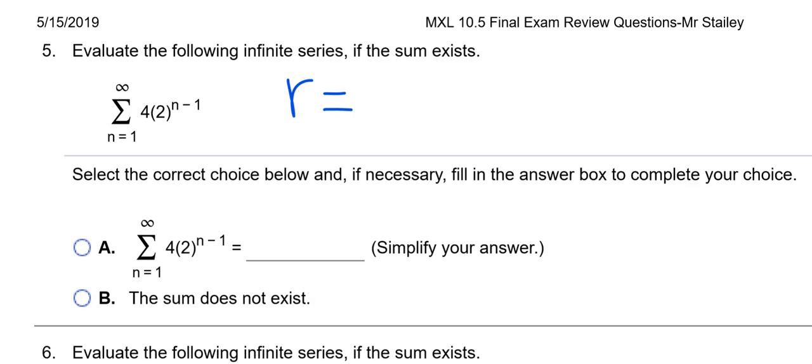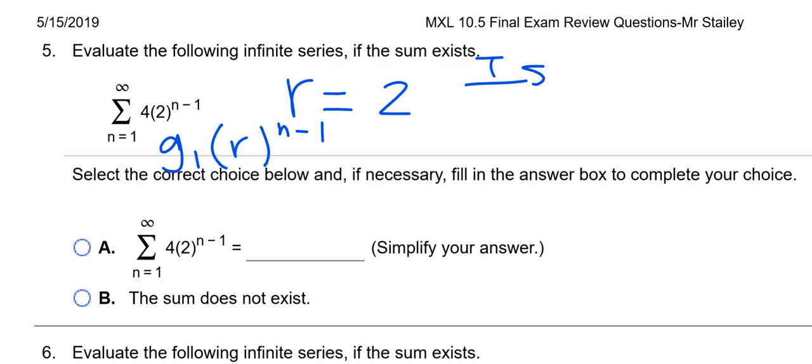Can you see the multiplier? It is where we are. It is 2. Remember, first term times r to the n minus 1. They gave it away. It's a 2.